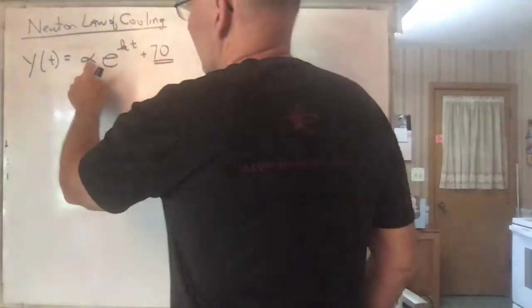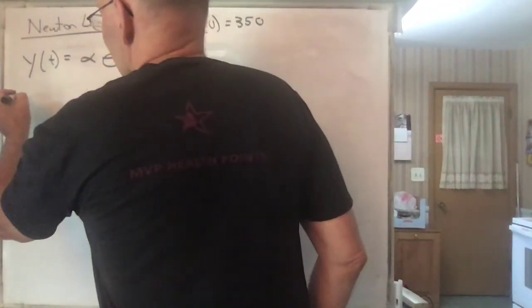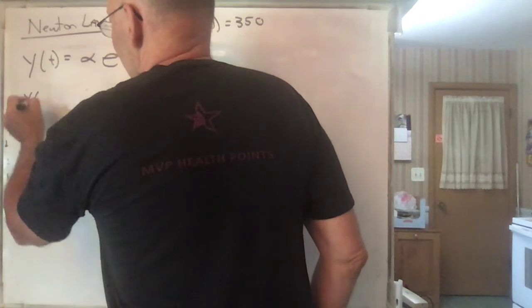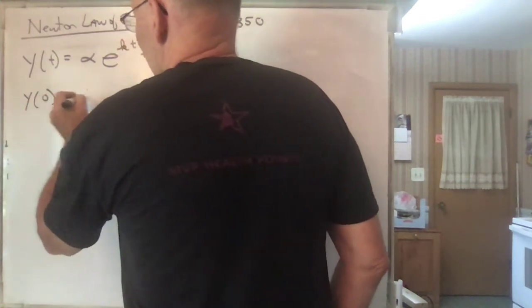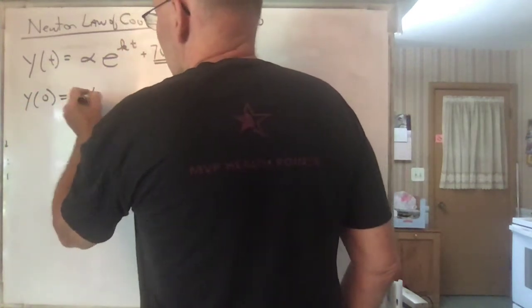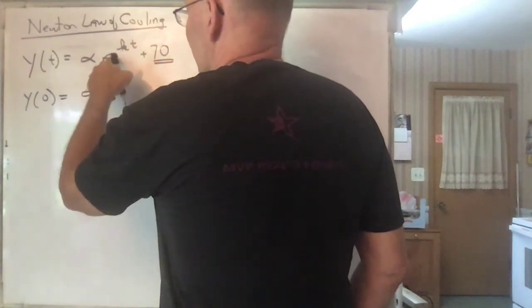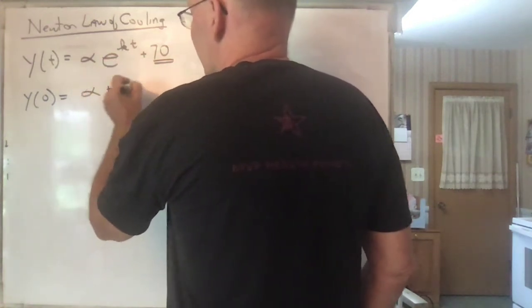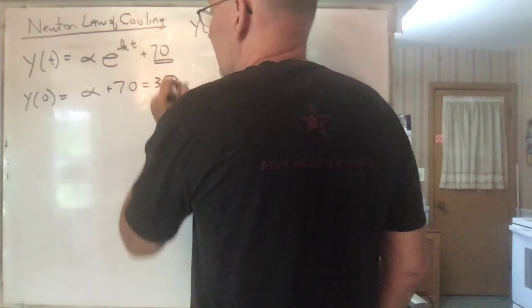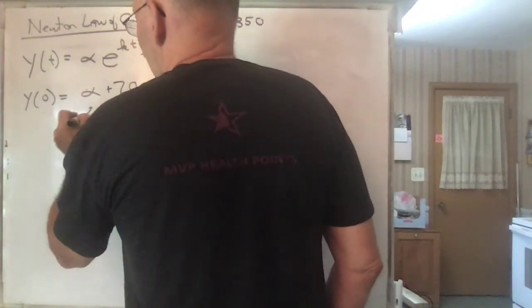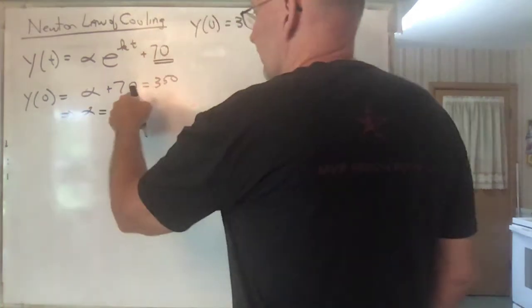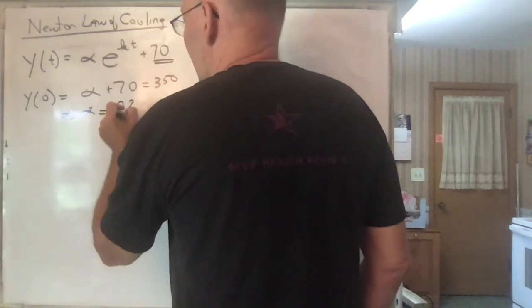So from that, I can find out what alpha is. And so let's go ahead and find alpha. At time equal to 0, I'm going to get alpha times e to the 0. e to the 0 is just 1, plus 70. That's equal to 350. So that tells me that alpha's got to be what? Subtract 70 from 350, you get 280.